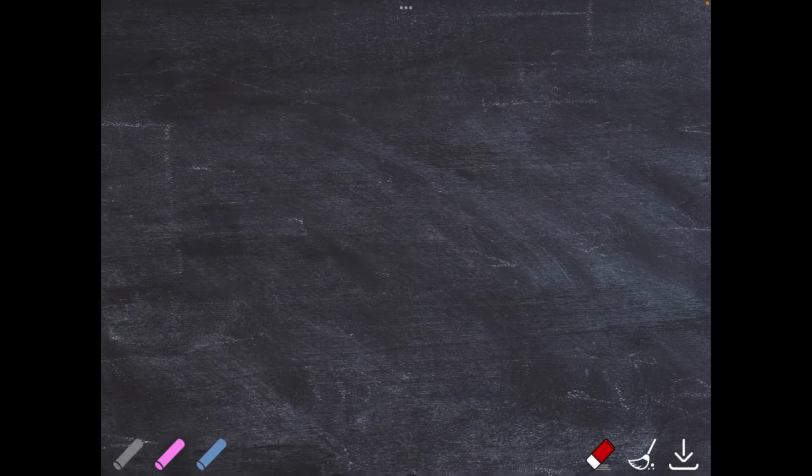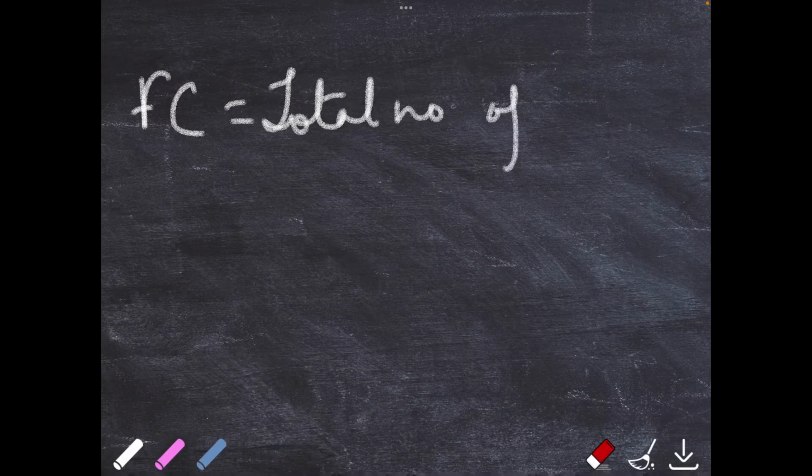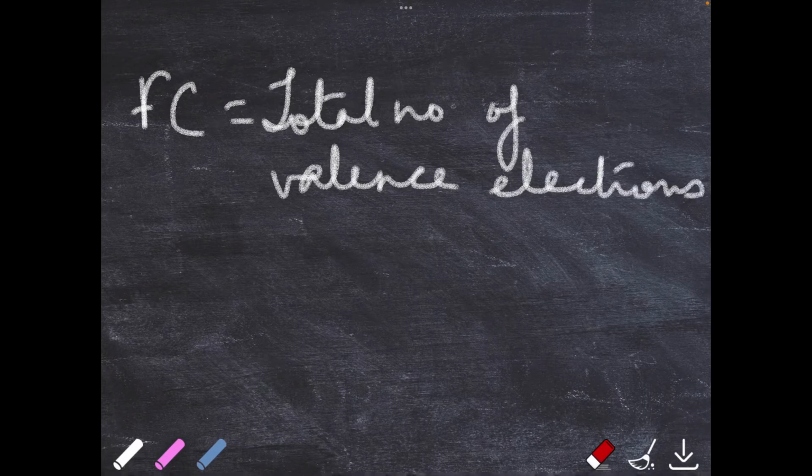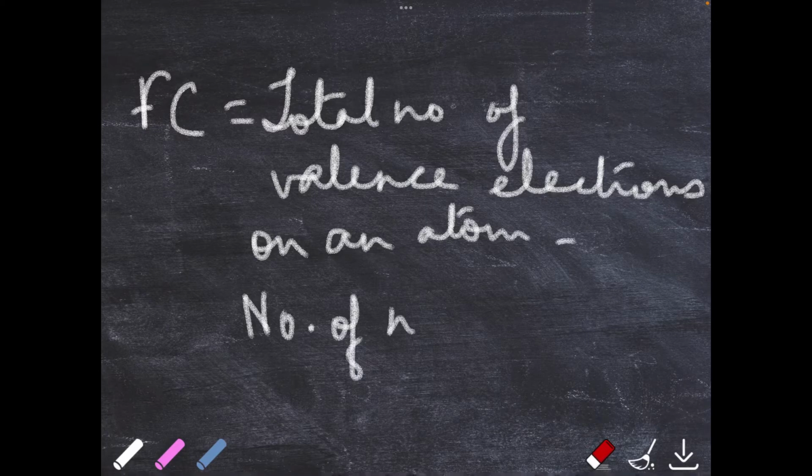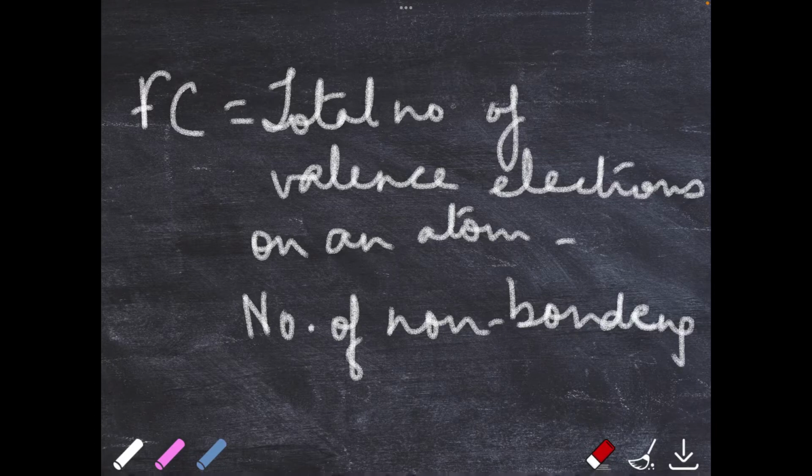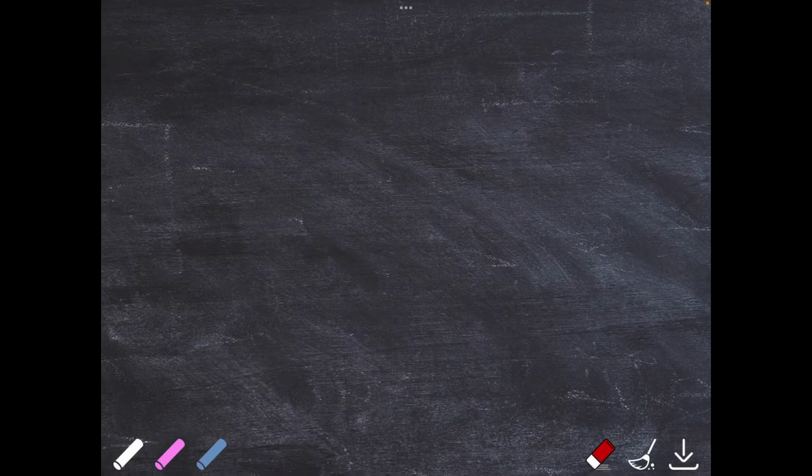Now the formula for calculating the formal charge is: total number of valence electrons on an atom, minus number of non-bonded electrons, that is electrons which will not participate in bonding, non-bonding electrons, or you can say the lone pairs of electrons, minus half into bonding electrons.